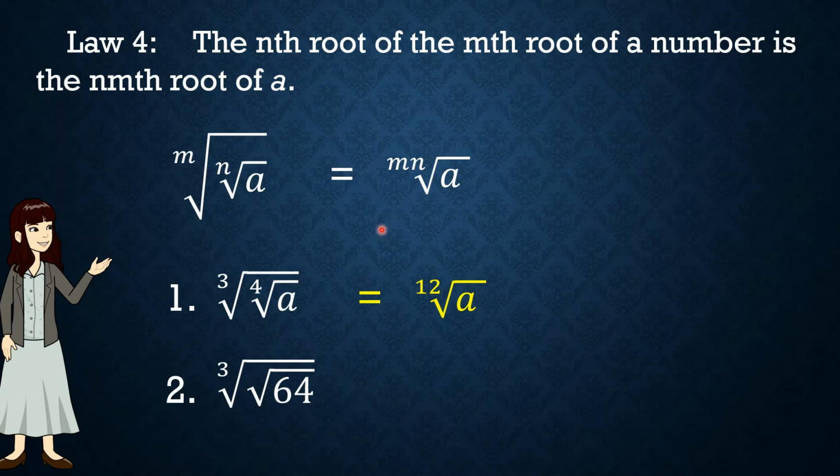Number 2. Cube root of square root of 64. So we have 2 times 3, 2 here and 3 outside. So 3 times 2 is 6. So we have the 6th root of 64. And the 6th root of 64 is 2, because if you multiply 2 by itself 6 times, the answer is 64. Then the 6th root of 64 is 2.